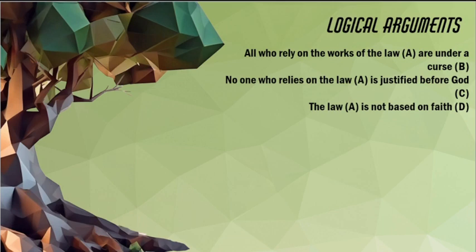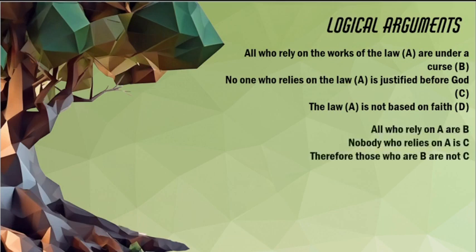Let me make this a little clearer for you, because that may have confused you. All who rely on A are B. Okay? All who rely on the works of the law are under the curse. All who rely on A are B. Nobody who relies on A is C. No one who relies on the law is justified before God. Therefore, those who are B are not C. Those who are B are not C.